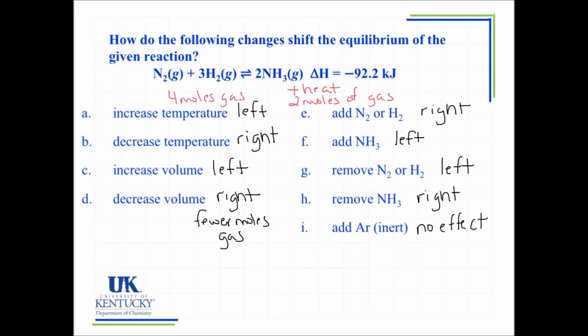So we can take any reaction and figure out how it will be affected by these different changes. If we had an endothermic reaction where our delta H was greater than 0, a positive value, then we would see a different effect from the increase and decrease in temperature. Likewise, if we have a different reaction with different moles of gas on the reactant and product side, we may see a different shift in that equilibrium as we increase or decrease the volume.